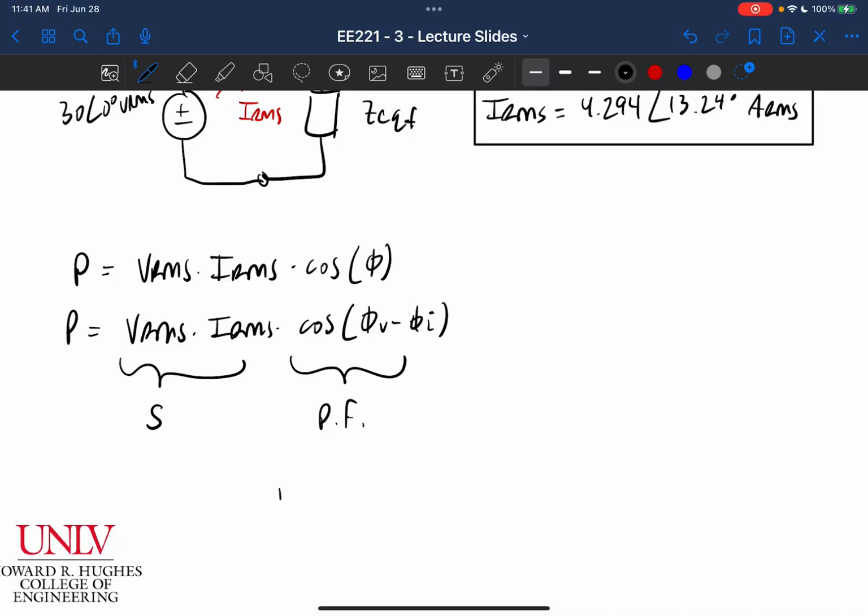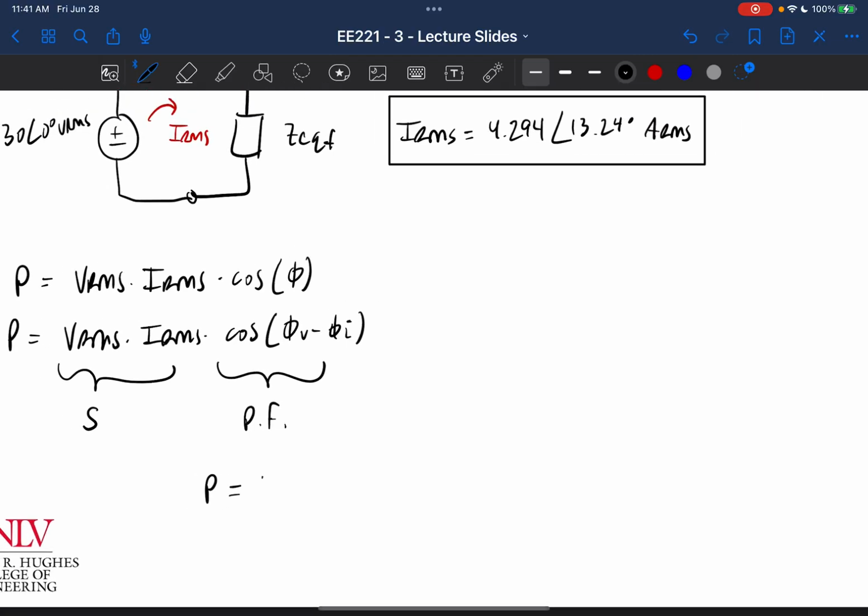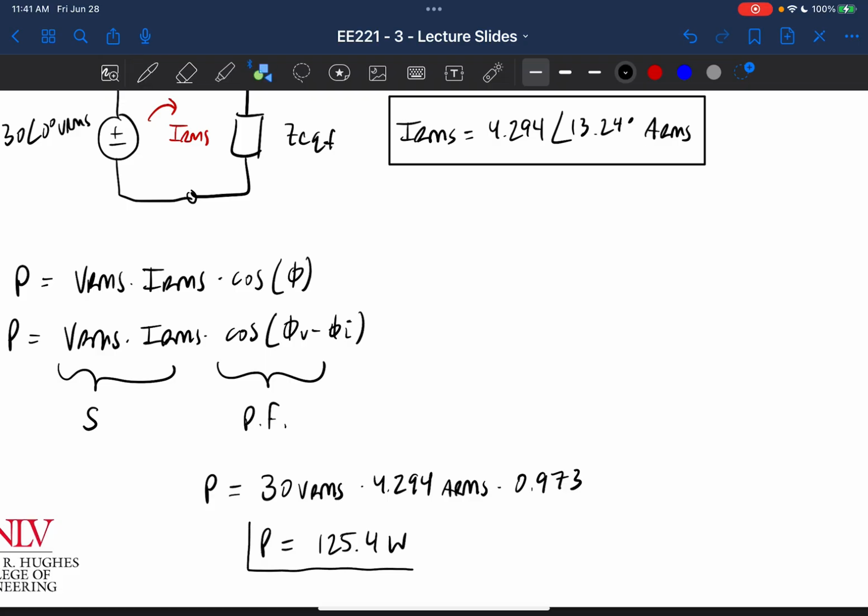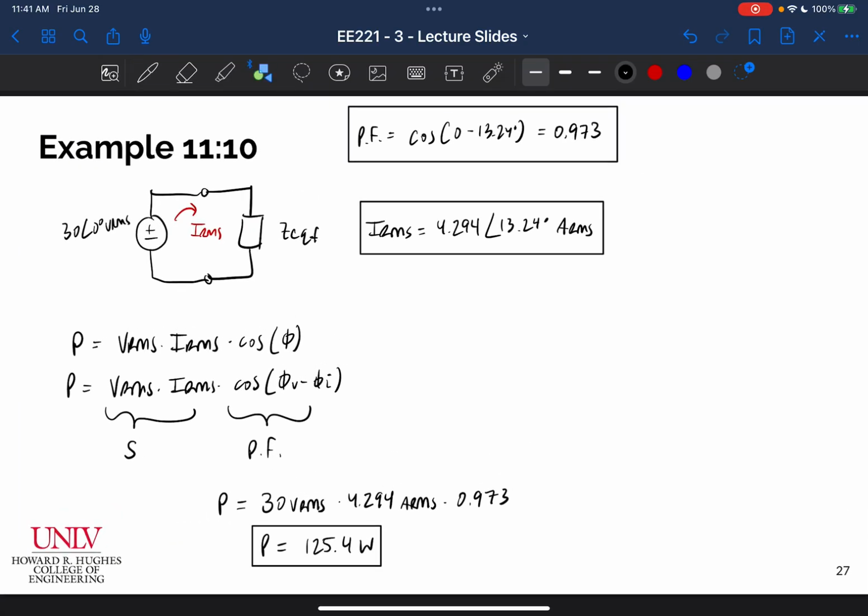So our average power will be VRMS, which is 30 volts RMS, times our IRMS, which is 4.294 amps RMS, times 0.973, which is our power factor. And so the average power delivered, if I throw this in my calculator, 4.294 times 30 times 0.973, I get 125.4 watts. All right, so that is our average power delivered by the source. Our power factor is 0.973. And that is example 11.10.